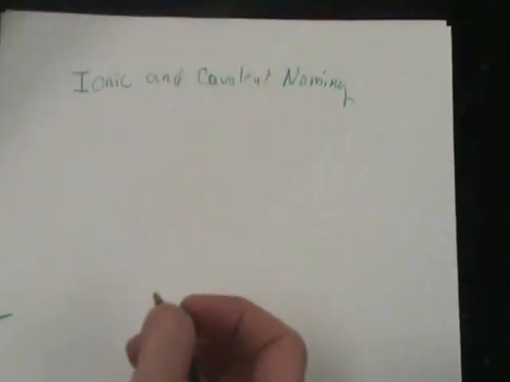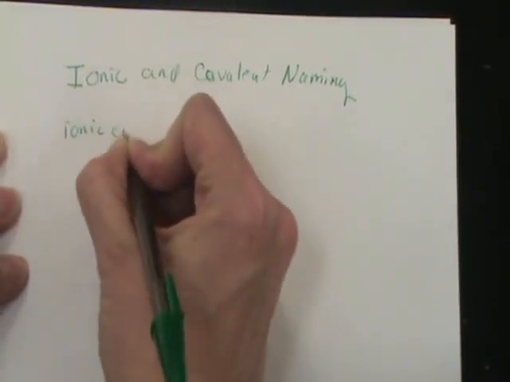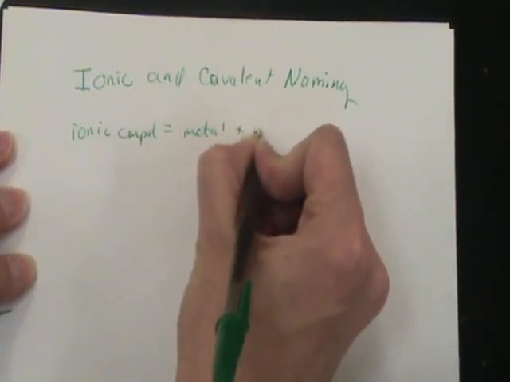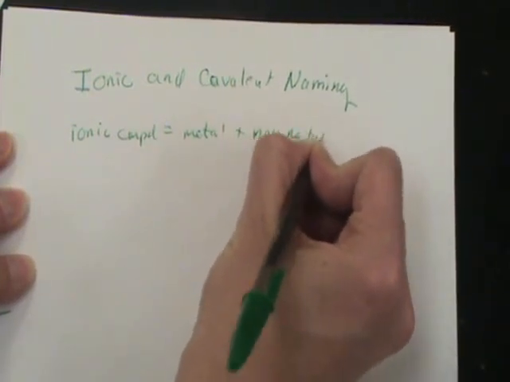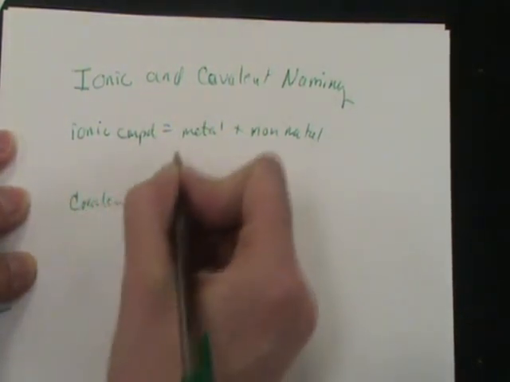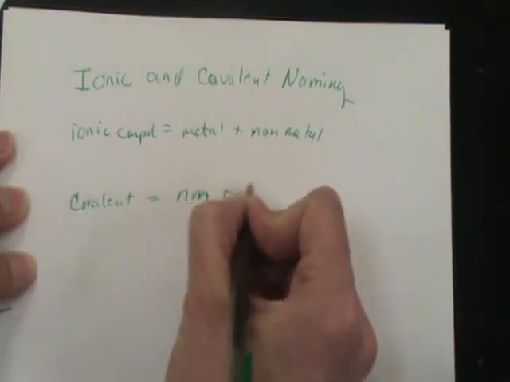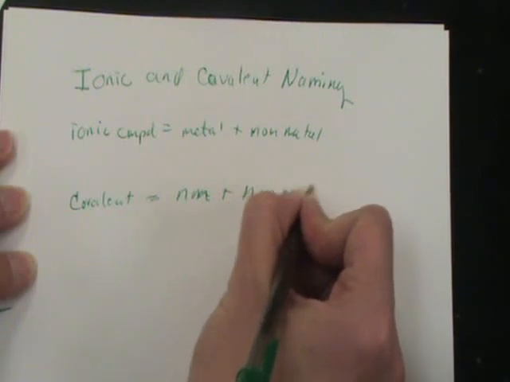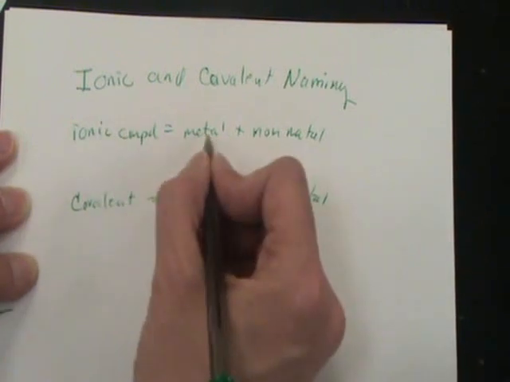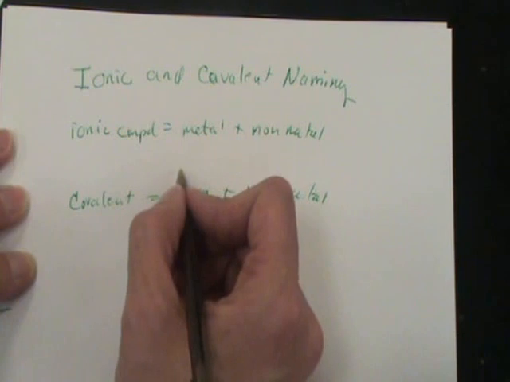Alright, second thing we need to talk about: an ionic compound is a metal plus a non-metal. Your covalent compound is a non-metal plus a non-metal. With these ionic compounds, we're also going to see some of your polyatomic ions in there as well.